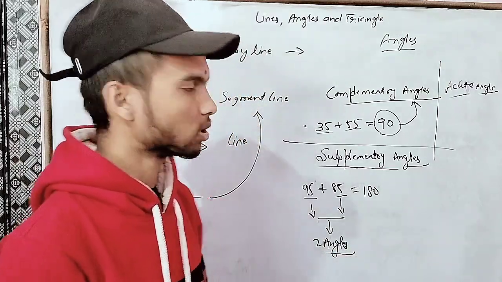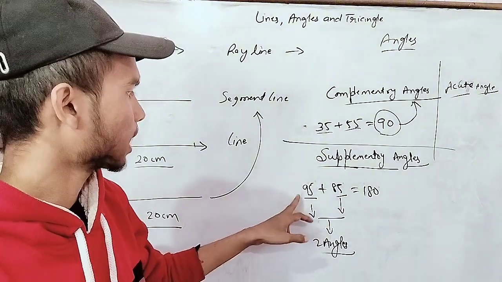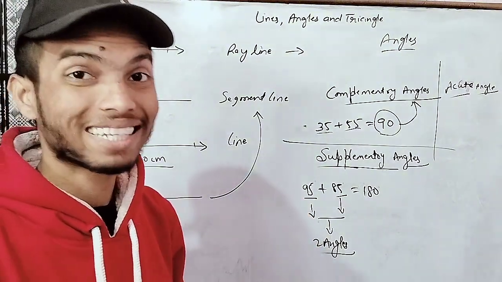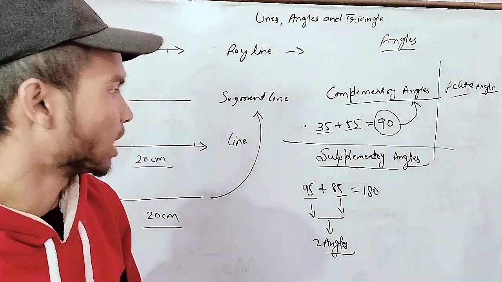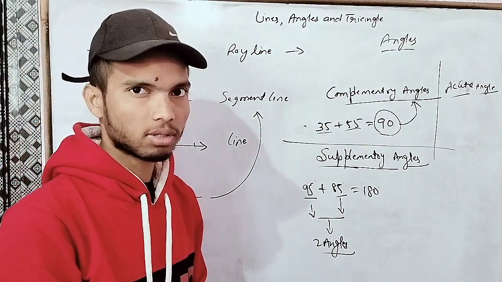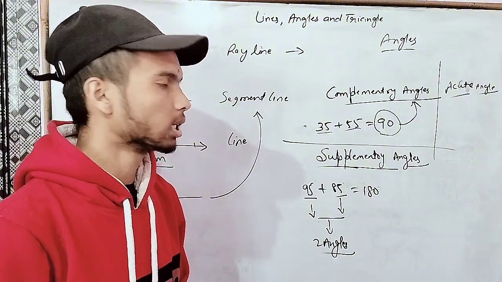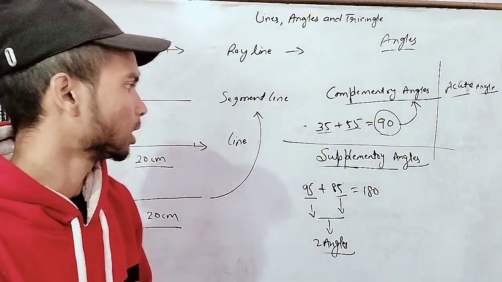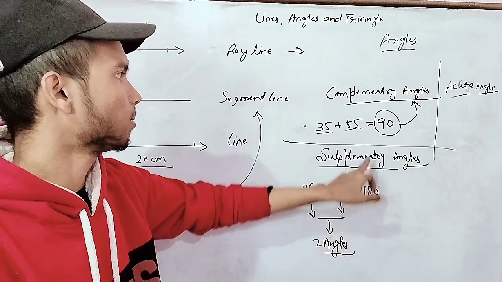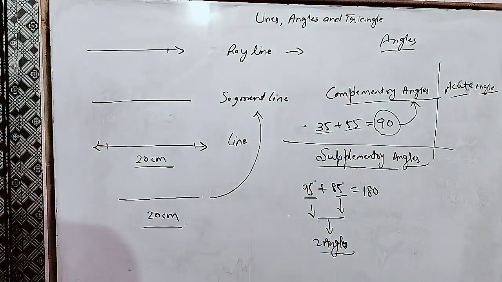We have two angles. Value of first angle is 95 degree and value of second angle is 85 degree, and sum of both angles is how much? 180 degree. Okay. This is known as supplementary and this is known as complementary. It is very simple.